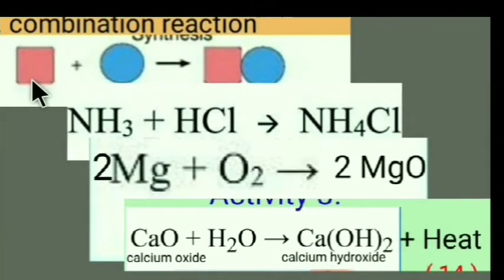In a combination reaction, two or more reactants combine to form a single product. In all these three examples, there are two reactants. When they react with each other, there is formation of a single product. Hence, this reaction is called a combination reaction.